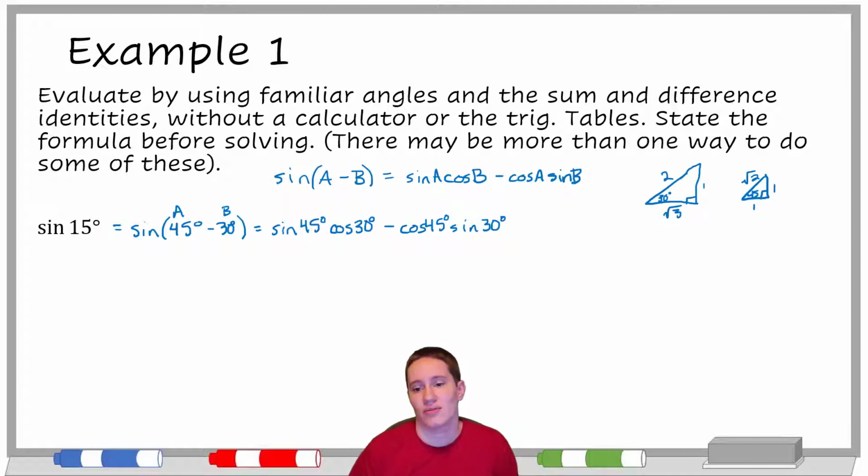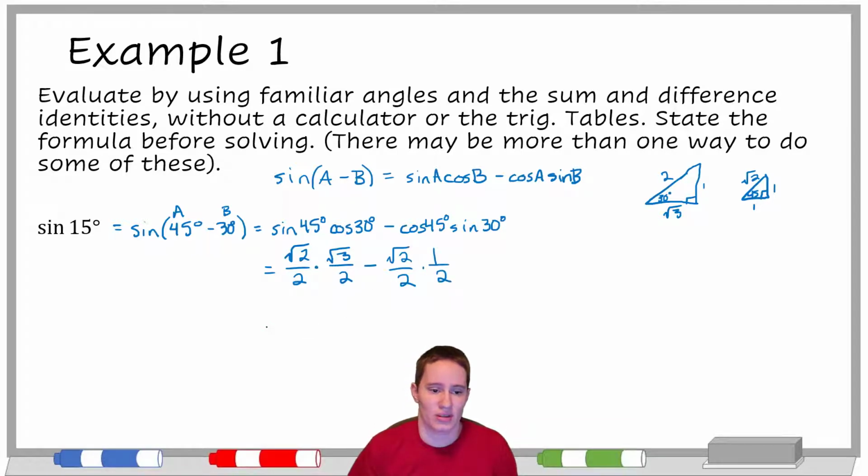So sine of 45 is opposite over hypotenuse, or the y value on the unit circle. So that's 1 over the square root of 2, or as it's rationalized, square root of 2 over 2. Cosine of 30 is adjacent over hypotenuse, so that's square root of 3 over 2. Cosine of 45 is the same as sine of 45. Cosine and sine of 45 are always going to be the same, so that's square root of 2 over 2. Sine of 30 is opposite over hypotenuse, so that's 1/2.